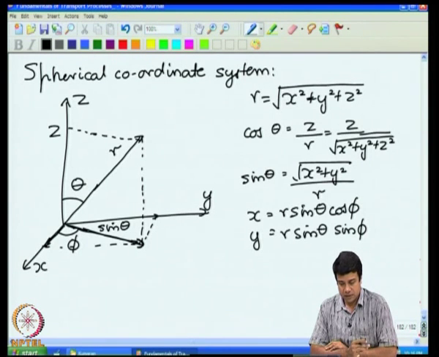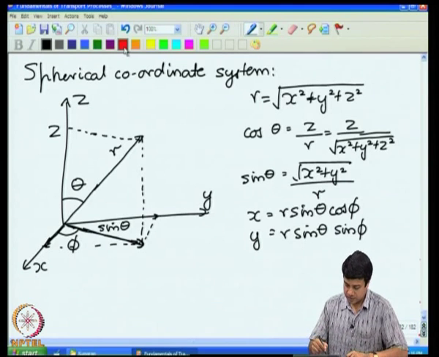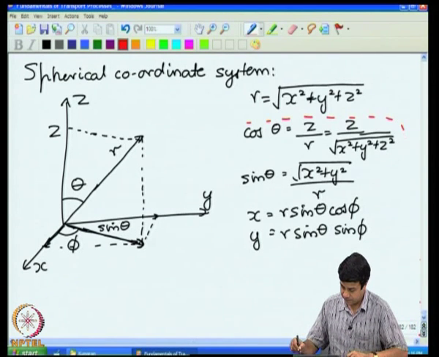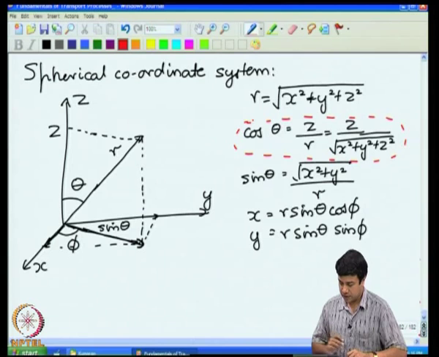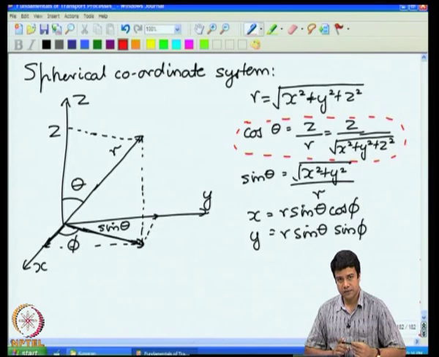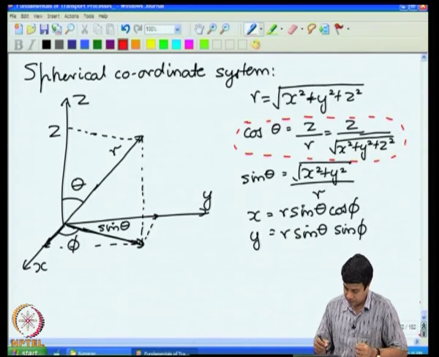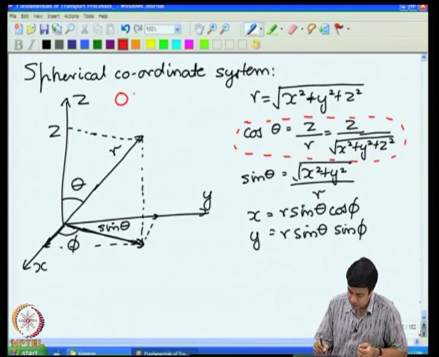If you look at this expression for cos theta, at x equal to y equal to 0, if z is positive along the z axis, cos theta is equal to 1. If z is negative and x and y are 0, then cos theta is equal to minus 1. That means that cos theta can vary only from plus 1 to minus 1. That means that theta varies from 0 to pi.